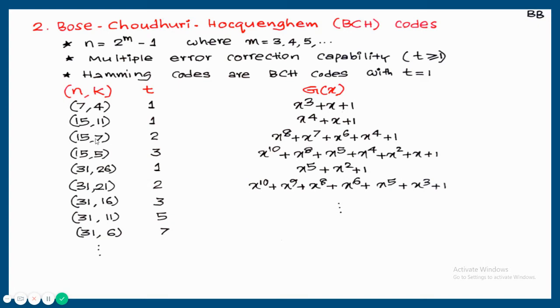Next 15,7. 15 minus 7 is equal to 8. That is why the polynomial is going to start with x raised to 8 plus x raised to 7 plus x raised to 6 plus x raised to 4 plus 1. Here there are 10 parity bits, so the polynomial is going to start with x raised to 10. Like this, a large set of BCH codes is available according to the requirement.